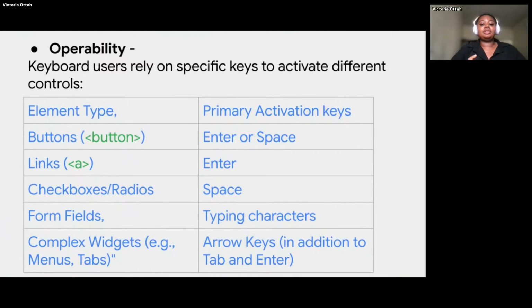For instance, for the button, it's mostly the enter or space button. For the link, it's mostly the enter button. For the checkboxes, mostly the space button, for text fields, any of your typing characters, for complex widgets, your arrows. If you want to tab through interactive elements, you can use your tab key and shift tab to go backwards. So make sure that your keyboard is operable with these specific primary activation keys.